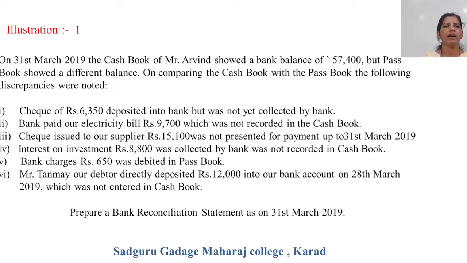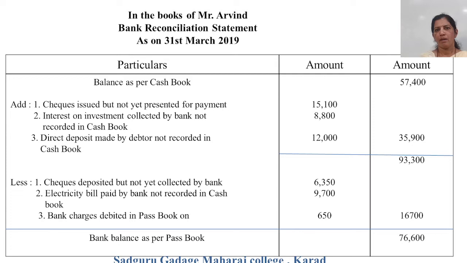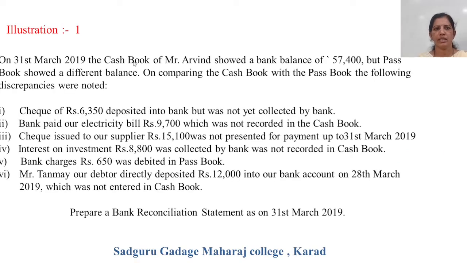First of all, prepare a draft of the bank reconciliation statement. First, give the title: in the books of Mr. Arvind, bank reconciliation statement as on 31st March 2019. See the columns: first is particulars, second is amount. This is the inner column, this is the outer column. Now first of all, note down the given balance in the question. See this balance: the cash book of Mr. Arvind shows bank balance of rupees 57,400.